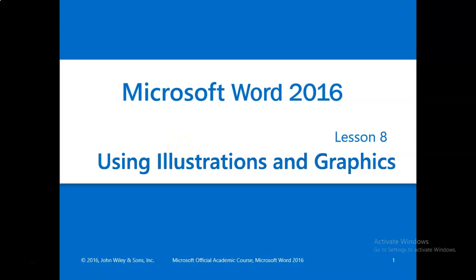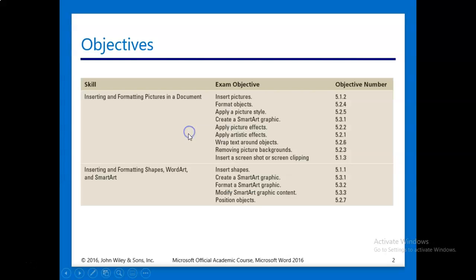Hello, this is Microsoft Word, and we're going to be talking about using illustrations and graphics for Lesson 8. These are the objectives for Lesson 8. Your skill is to learn how to insert and format pictures in a document using the SmartArt graphic, applying picture effects, artistic effects, wrapping text, removing backgrounds, and learning how to insert a screenshot or screen clipping. The next skill is inserting and formatting shapes or WordArt in SmartArt.